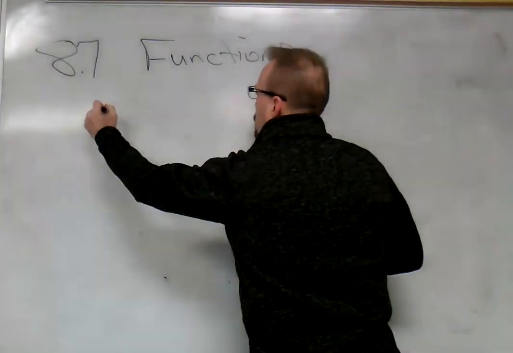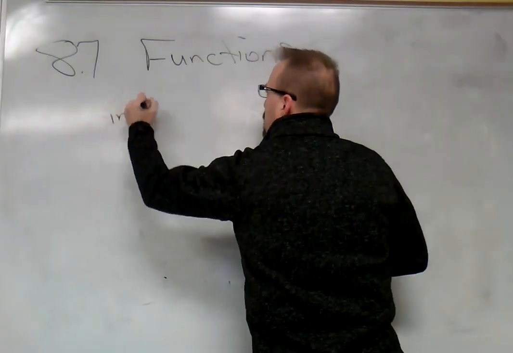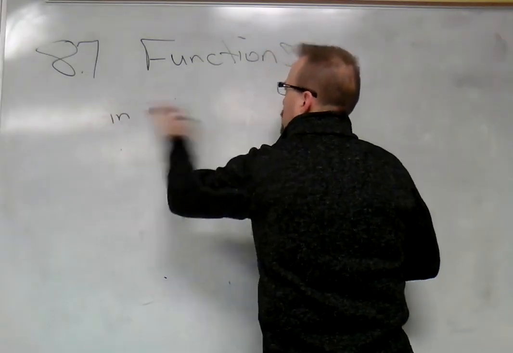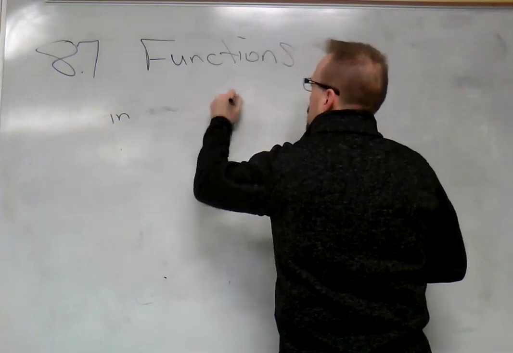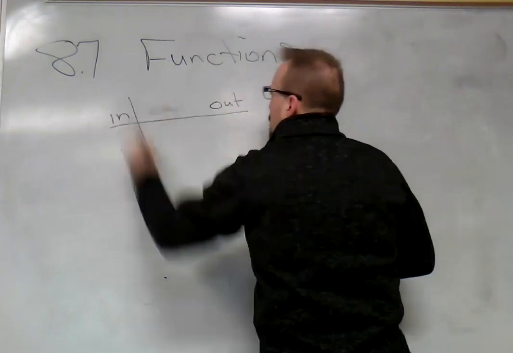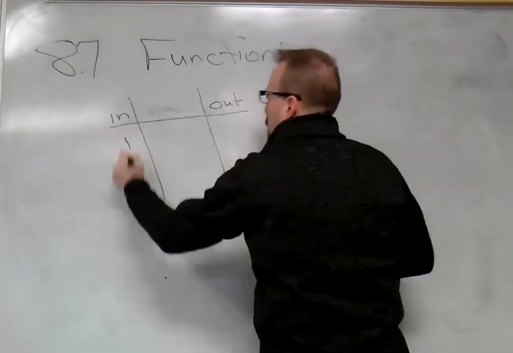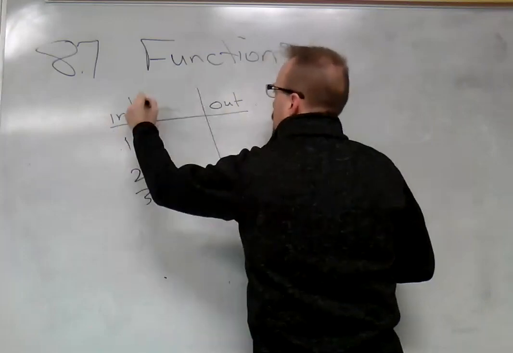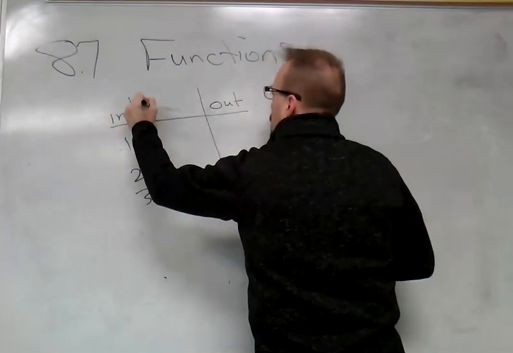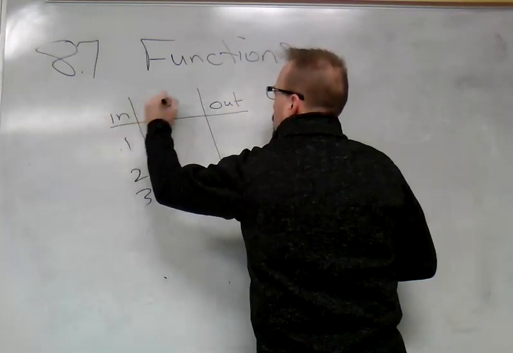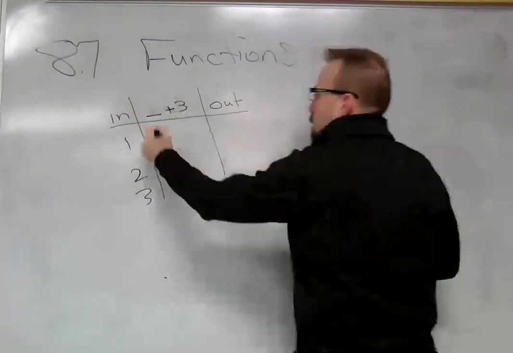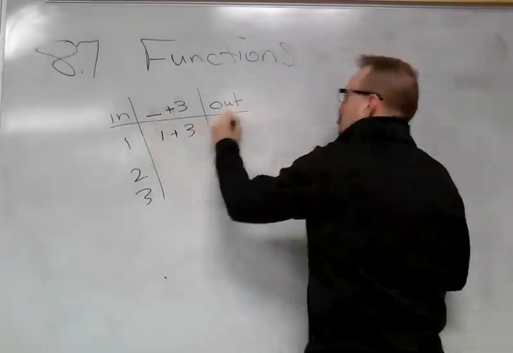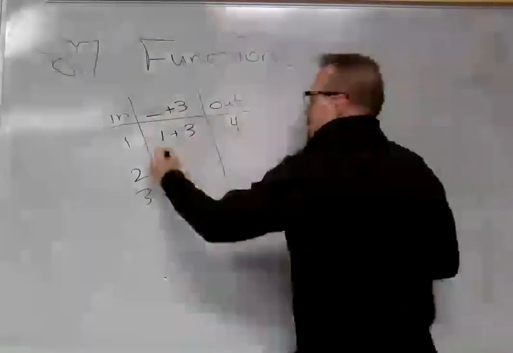Let's go back to when you were little. You did tables. They were called in and out tables. So they kind of gave you something like this, and they gave you numbers. And then they said that number plus 3. And then you put the number in place, and then you got the out.